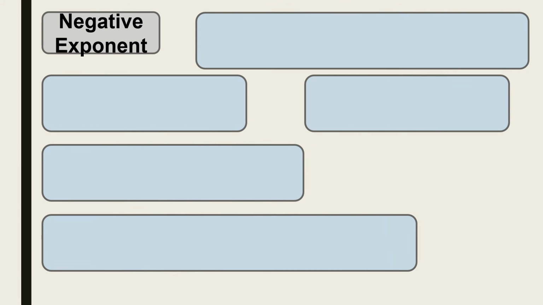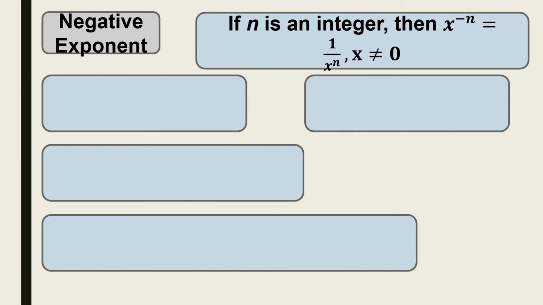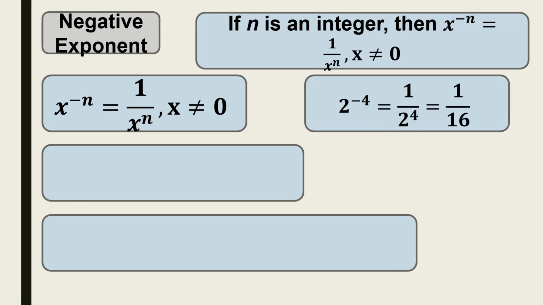The final law of exponent is the negative exponent. If n is an integer, then x raised to negative n equals 1 over x^n, wherein x is not equal to 0. Because if that is equal to 0, therefore that is undefined. Okay? So, as you may see, this is the illustration. Example, 2 raised to negative 4. Therefore, you need to have 1 over 2 raised to 4 and simplify this one. You simplify, it will become 16 because 2 times 2 times 2 times 2 equals 16.